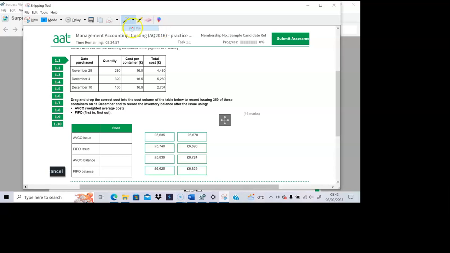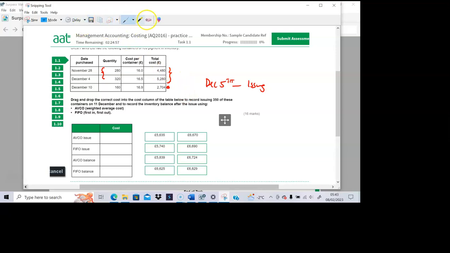Okay, right, let's begin. So what do we have here? Some AVCO and FIFO business. Now we know with AVCO, the point is to, if you like, mix everything up together. What's interesting about this question is that if it had said we're issuing on December the 5th, you would find the average of these two first, and then do the issue, and then whatever is left you then add to this. So maybe you can find an example where you practice that.